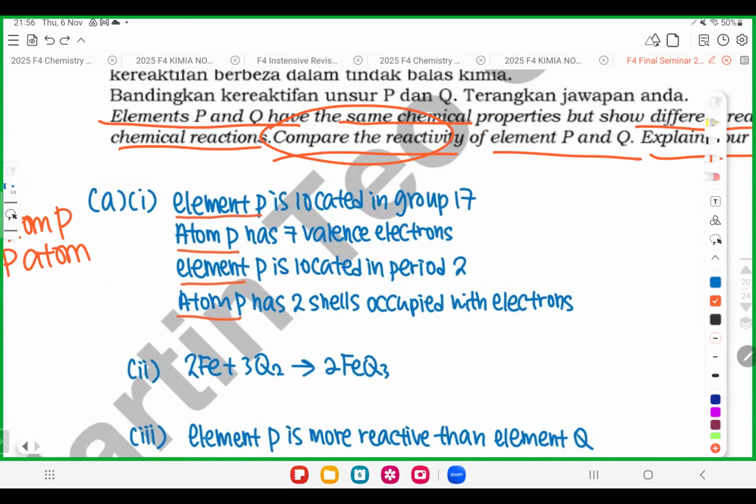Martin, if I don't put the word element, I just mention P is more reactive than Q. Is it okay? Yes, it's okay. You still get the full mark. When you are just comparing, whether you write element or not is okay. No problem. But when you start giving explanation, now be careful. When you start giving explanation, what is happening?